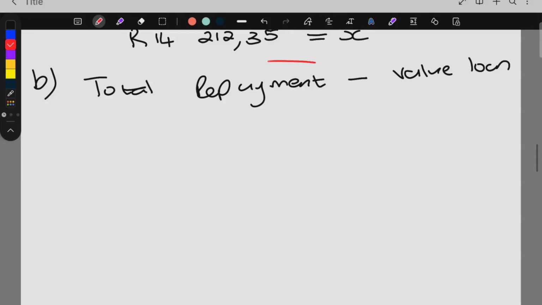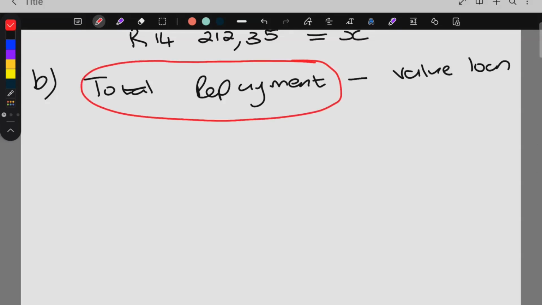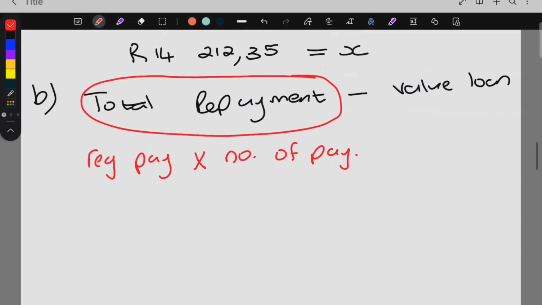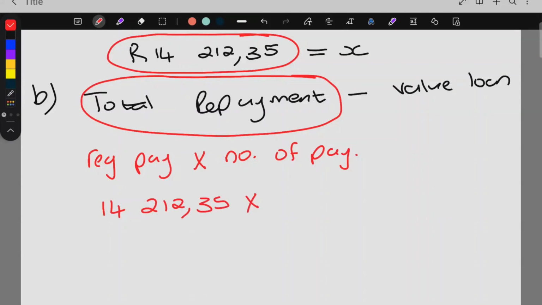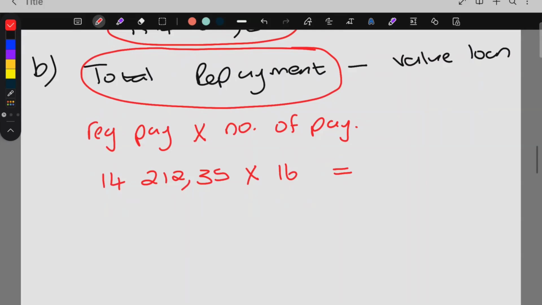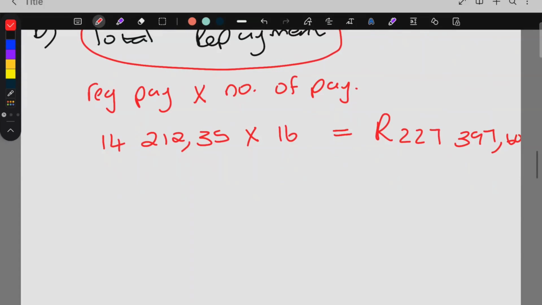Now, do you see this total repayments? Total repayments is the regular payment that you are making times the number of payments. So let's work that out. Our regular payment is this amount over here. We are making quarterly payments. And how many of them are we making? We are making 16 of them. So our total repayments that we're paying the bank will add up to 227,397.60. So that's how much money we pay the bank.